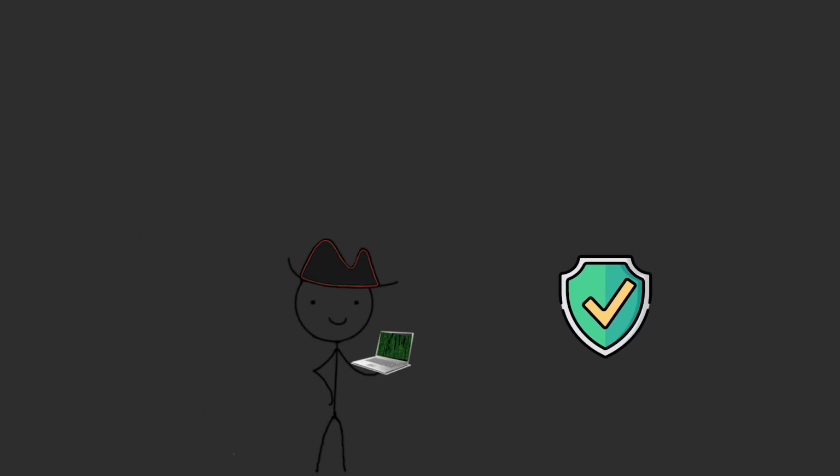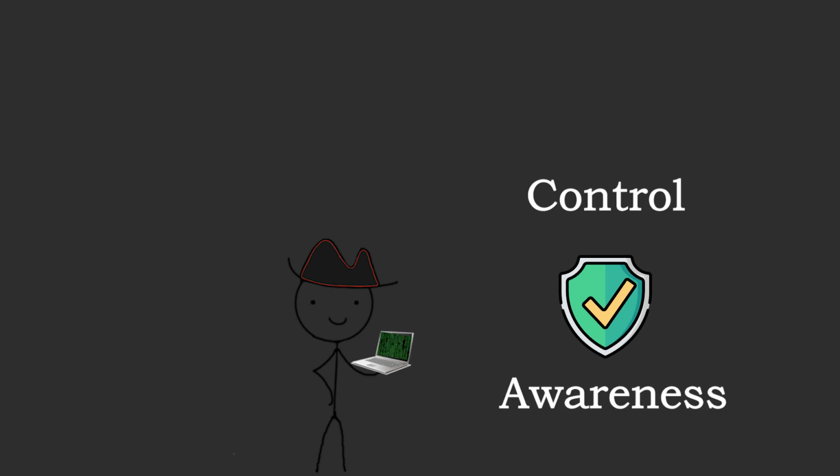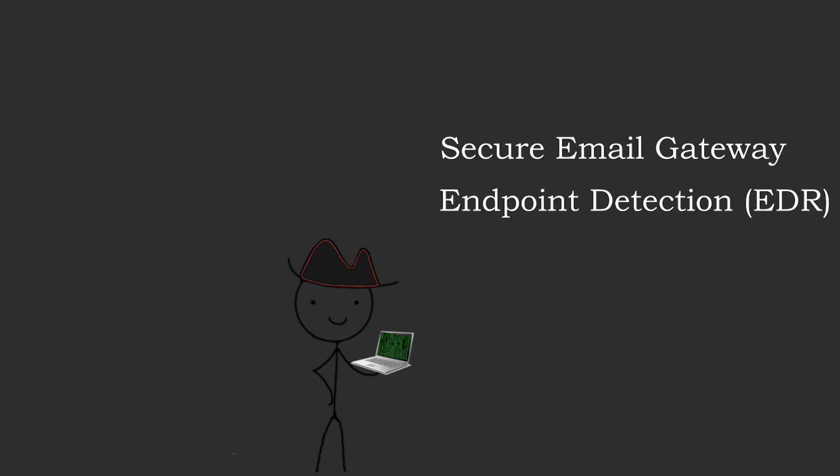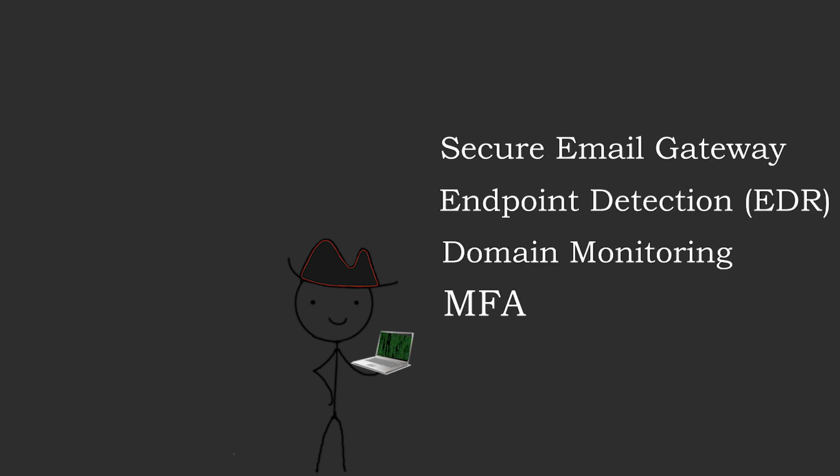So, from a defensive perspective, detection and prevention require both technical control and user awareness. On the technical side, organizations deploy secure email gateways, endpoint detection solutions, and domain monitoring. And multi-factor authentication plays a critical role in limiting the impact of credential compromise. However, technical controls alone are not sufficient. Users remain the final line of defense. So phishing remains effective because it targets the most unpredictable element in any system: the human factor. Understanding how these attacks are conducted allows you to recognize them before they succeed. In cybersecurity, awareness is not optional, it's a requirement.